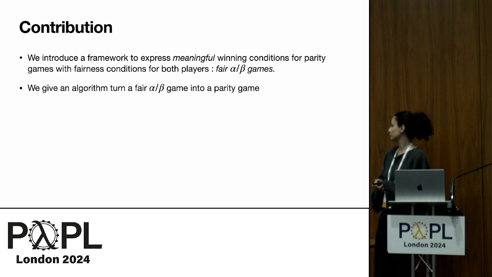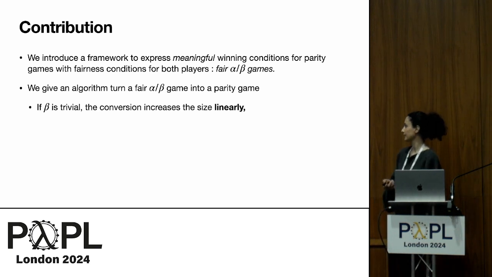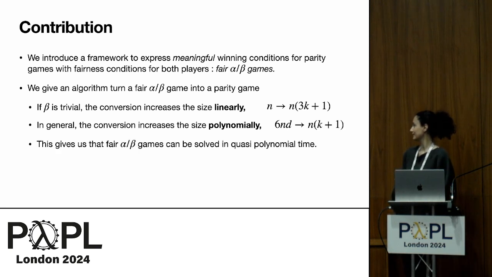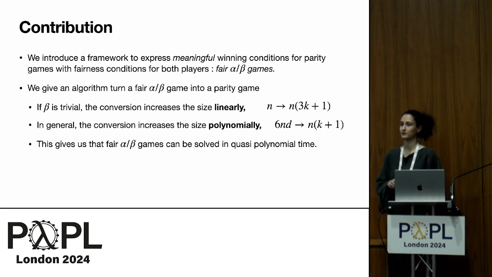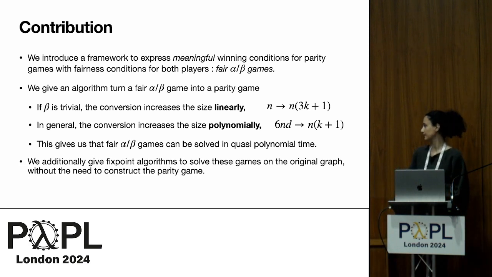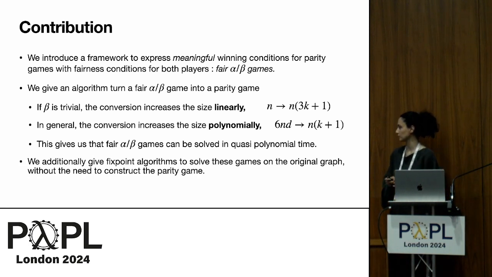We give an algorithm to turn a fair alpha beta game into a parity game. And if beta is trivial, this will only cause a linear size explosion in the parity games, and actually this much. And in general, the conversion increases the size polynomially, actually this much. And this gives us that fair alpha beta games can be solved in quasi-polynomial time because parity games can be solved in quasi-polynomial time. And we additionally give fixed point algorithms to solve these games on the original graph and save space, but I didn't mention that. And thank you very much.